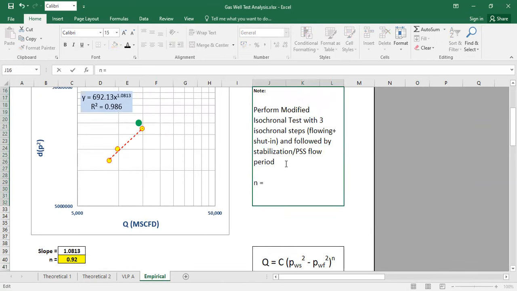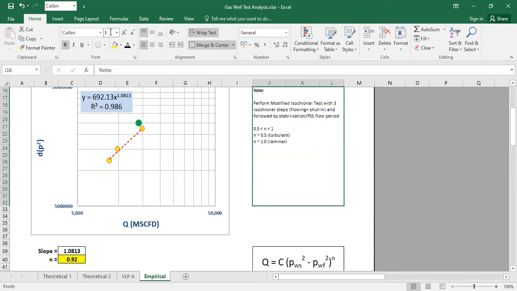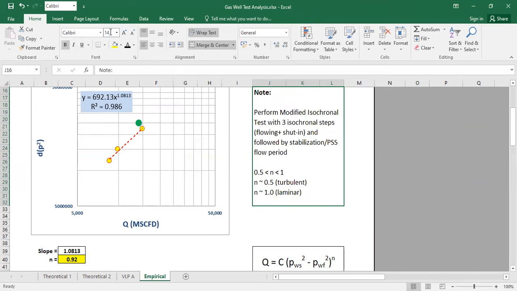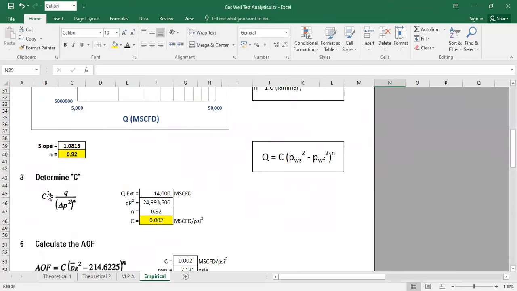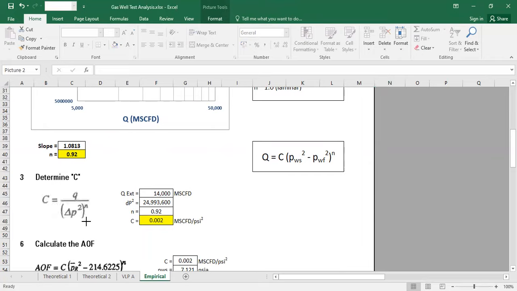Okay, so N is 0.92. N is between 0.5 to 1, okay? N equals to or approaching 0.5 means turbulent flow, and then N close to 1.0 means laminar flow. Okay, something like this. And then maybe 12, maybe 14. Okay. Yep, so to calculate the C, just rearrange the equation.